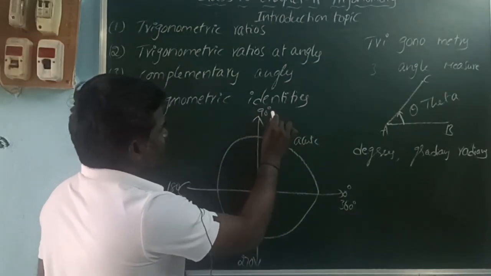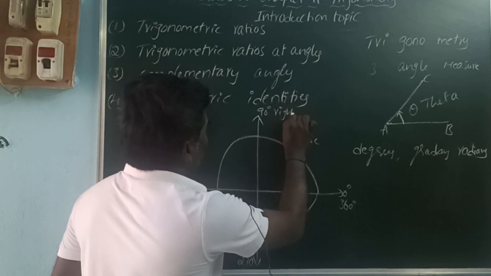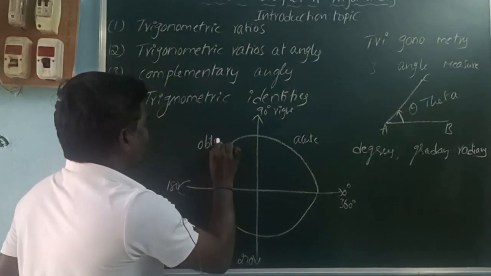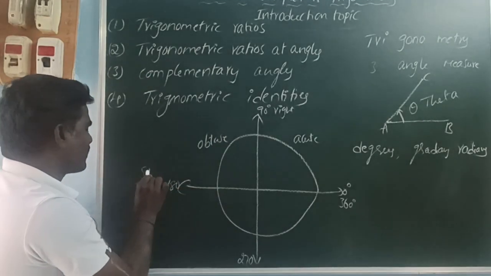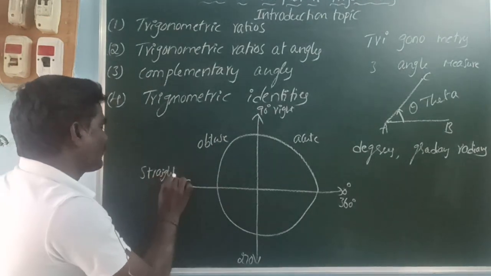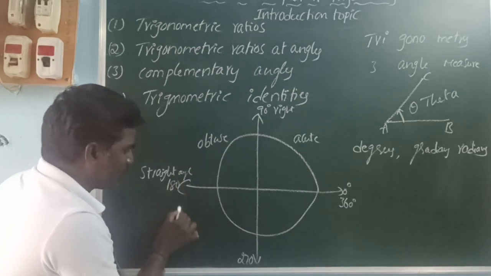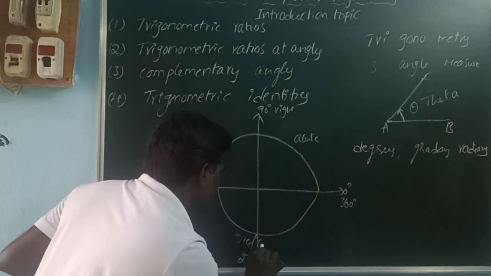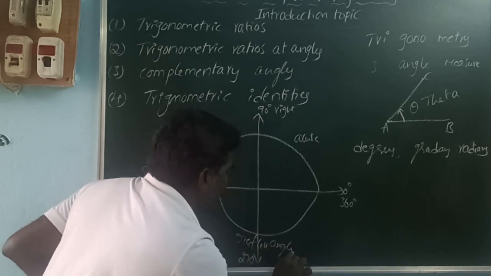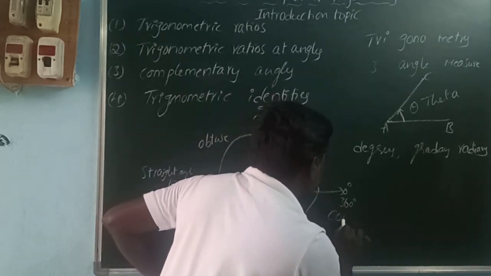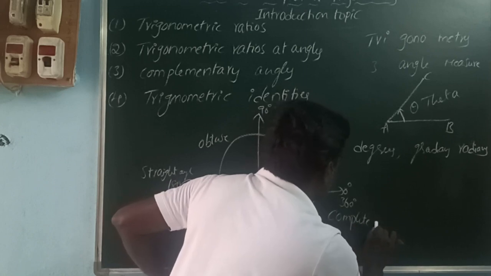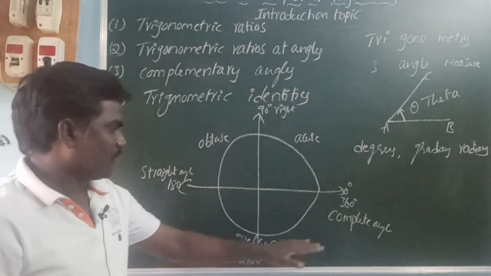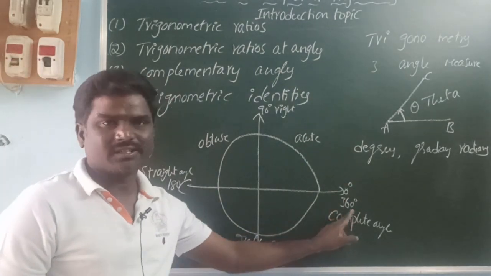The angle that is 90 degrees is called right angle. The angle above 90 and below 180 is called obtuse angle. The angle that is 180 degrees is called straight angle. The angle above 180 and below 360 is called reflex angle. The angle that is 360 degrees is called complete angle. So this is in degrees. The complete angle in degrees is 360 degrees.